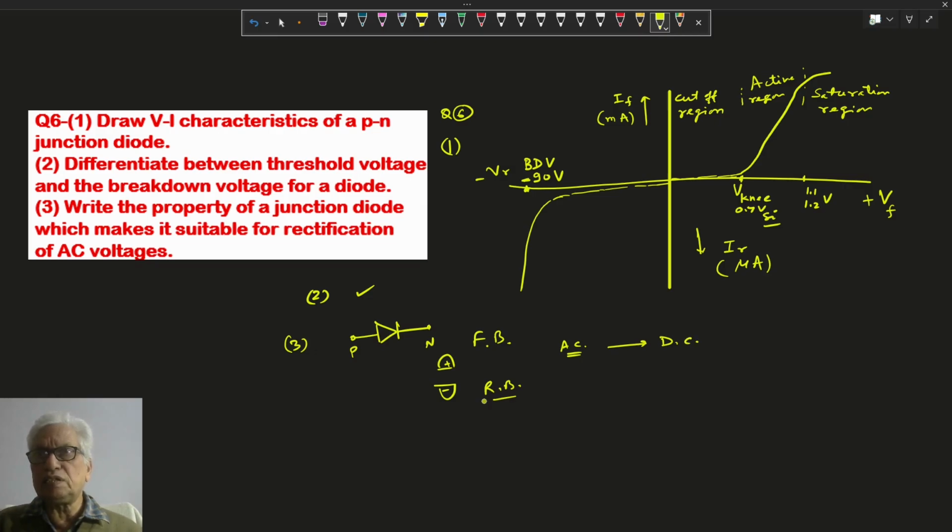It acts only in the forward biasing condition. It will not act in the reverse biasing condition. So this is the necessary property making it suitable for the rectification of AC voltage, AC to DC.